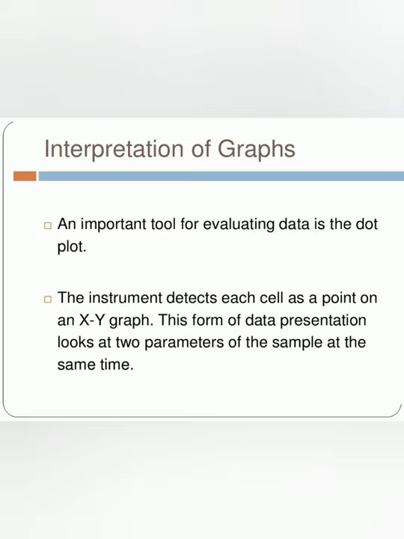Interpretation of graph. An important tool for evaluating data is the dot plot. The instrument detects each cell as a point on an XY graph. This form of data presentation looks at two parameters of the sample at the same time.